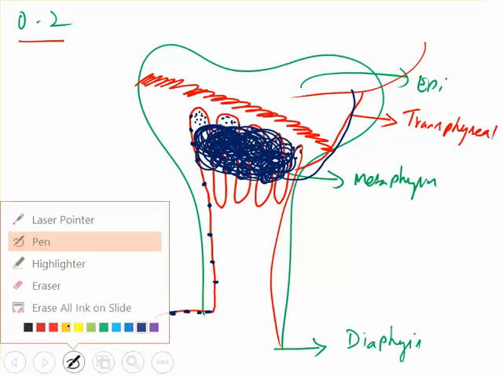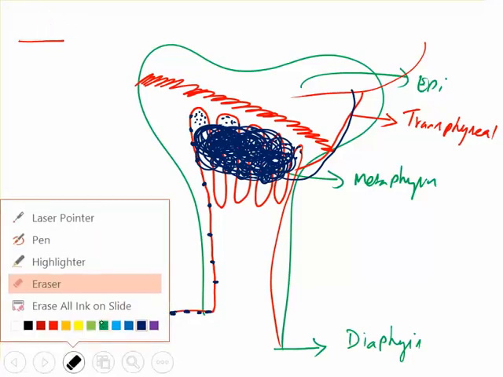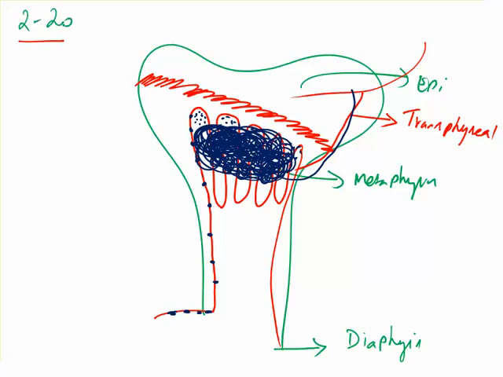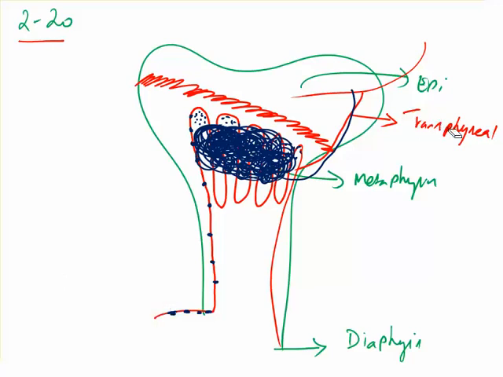Okay. Now let us see what happens if they are 2 to 20 years of age. What happens in 2 to 20 years of age? Please tell me. There is no transphyseal vessel. So there is no chance of infection going to the epiphysis. You all understand? Okay. Now I am going to tell the clinical importance. Very, very important, because 50% of the questions will be cases. Okay. If you don't understand, you cannot answer the cases.